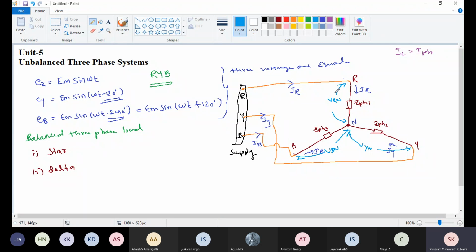The voltage across the phase, this is my phase where I connected my impedance. Voltage across the phase is VRN, VYN, VBN. These are the phase voltages.